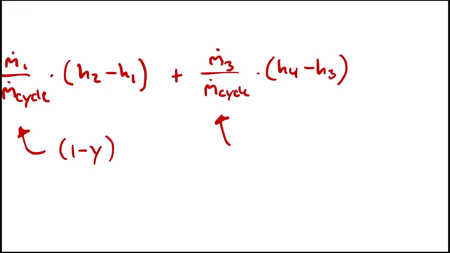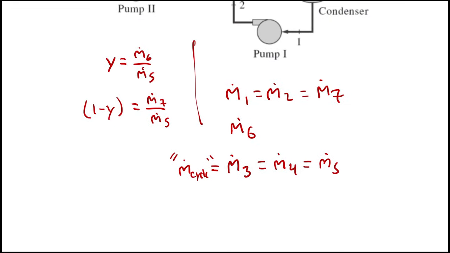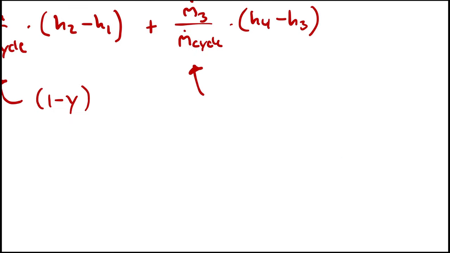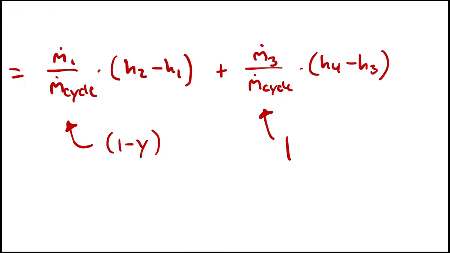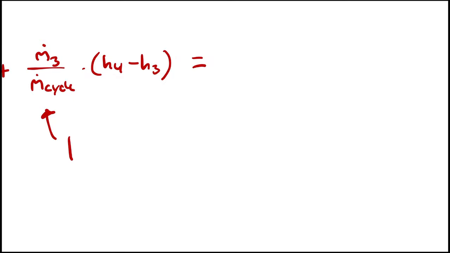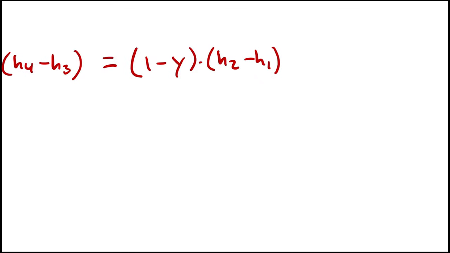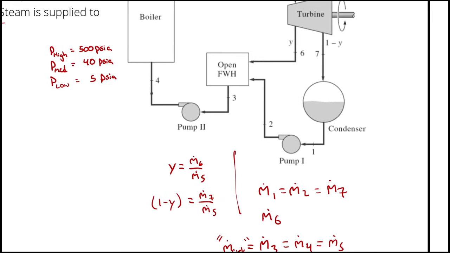Then, does m dot 3 over m dot cycle become 1, y, or 1 minus y? You're right, it's 1. Because m dot 3 and m dot cycle are equivalent. Therefore, I write my specific work in as 1 minus y times H2 minus H1 plus H4 minus H3. If you had just written H2 minus H1 plus H4 minus H3, you are neglecting to account for the fact that different mass flow rates flow through those two pumps. The mass flow rate through pump 1 is not the same as the mass flow rate through pump 2, so I can't just add the specific quantities together.